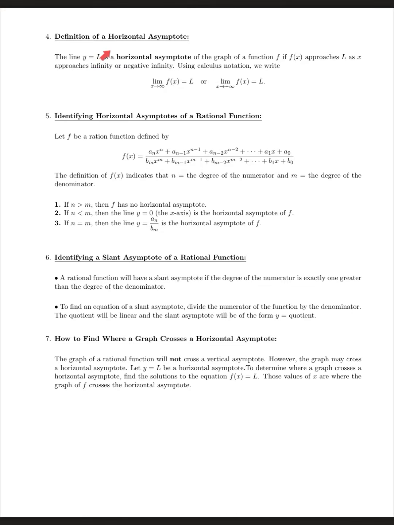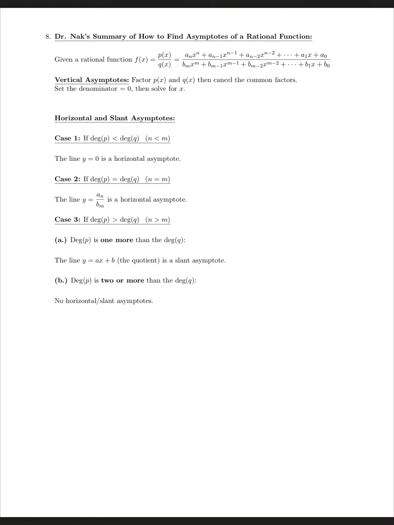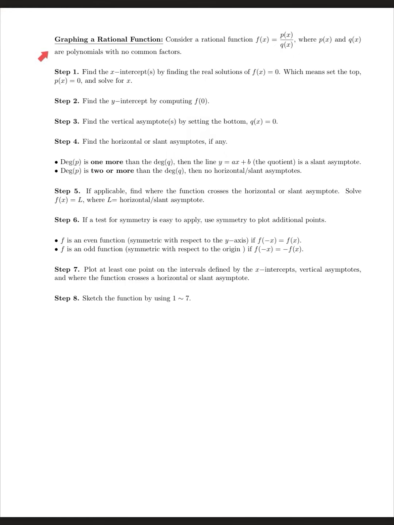So here's the definition of the horizontal asymptote and then how to find it. And then we're going to talk about the slant asymptote, or sometimes we call this an oblique asymptote, but we'll get there. And then how to find where a graph crosses the horizontal asymptote. Under number 8, I basically summarized how to find all the asymptotes of a rational function, so you can go through that. And then there's more. At the end, finally, we're going to graph a rational function using all these steps. Again, I will go over this as we talk about each topic.